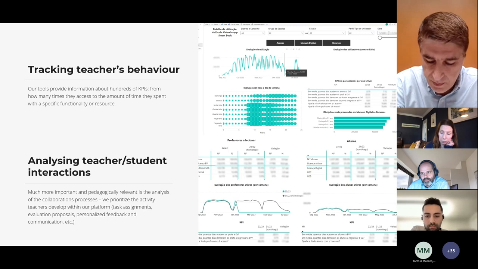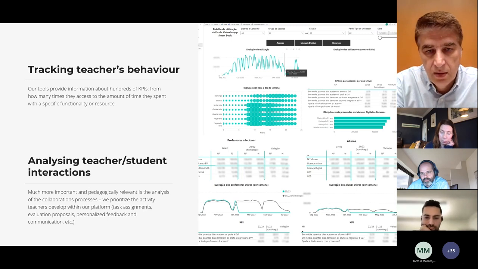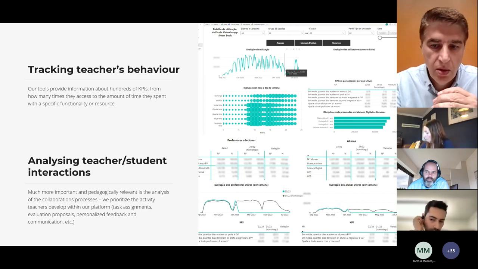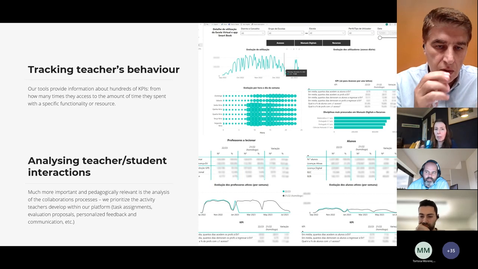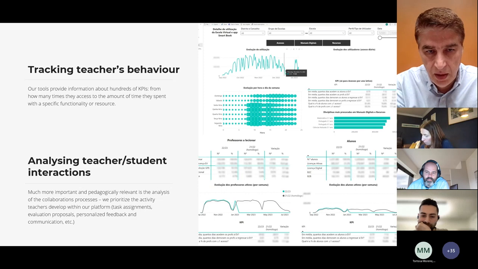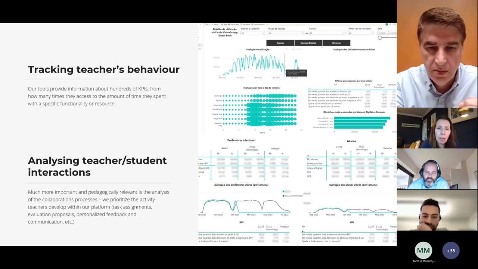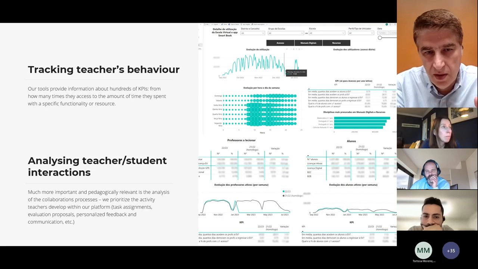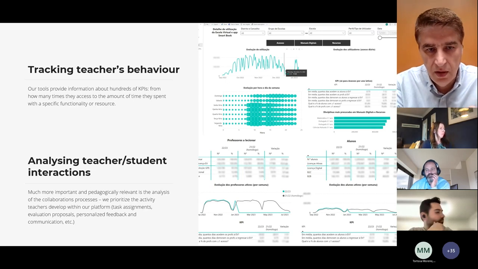So what we do is try to create pictures of what a school is going through, what a group of teachers within a subject is going through, and of course, what is happening with every single teacher and with every single student. But for this presentation, the teacher part is really important. So we can do a lot of inferences through this kind of usage.